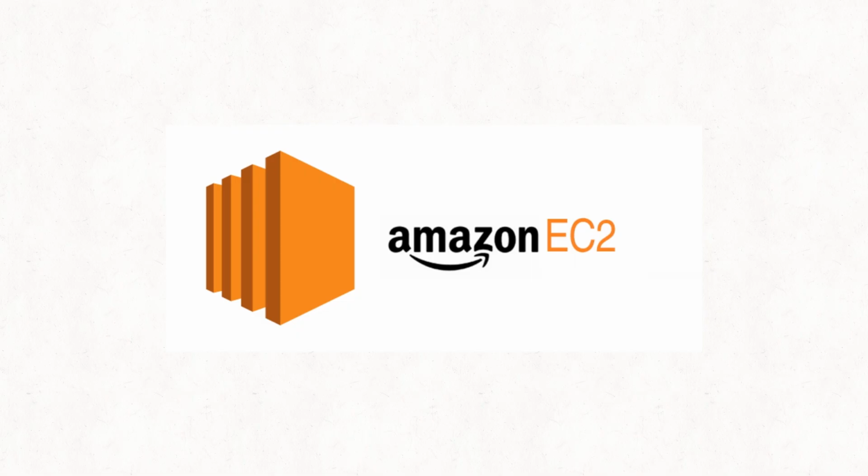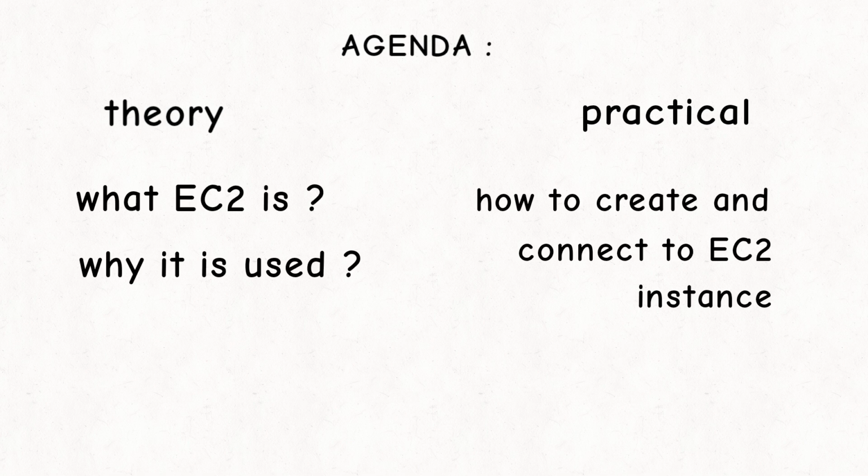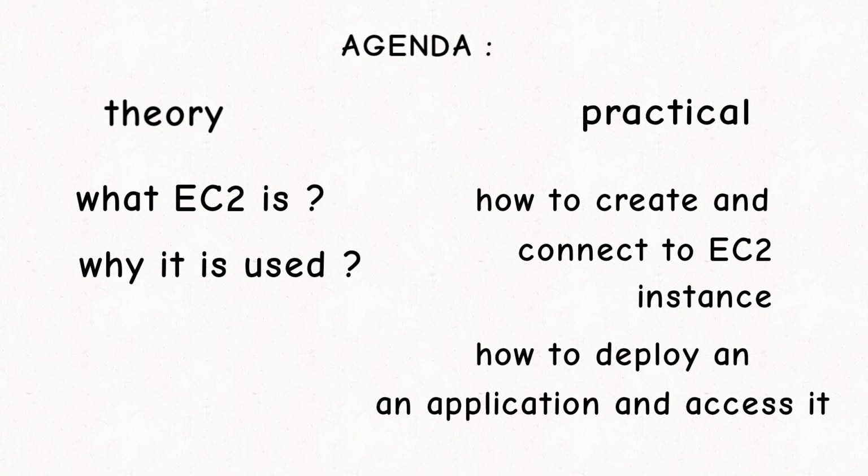In this video, we will discuss the EC2 instance in detail. EC2 is one of the most widely used and popular services provided by AWS. Here, you will learn both the theory and practical aspects of EC2. By the end of the video, you will understand what EC2 is and why it is used, how to create and connect to an EC2 instance, how to deploy an application, like a website, on an EC2 instance, and how to access this instance from the outside world. You will find this session interesting because it marks the first application you will deploy on an EC2 instance.